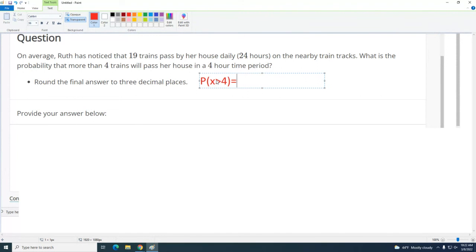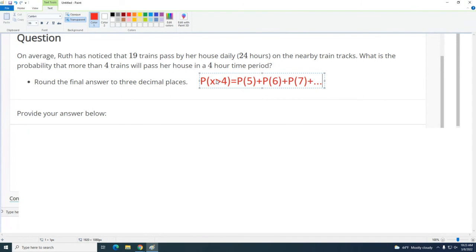So we're going to verbalize what more than 4 means. If it says more than 4, you cannot have both sides. It must be one by one. So what do we mean by the probability of more than 4? We have to calculate the probability of 5. 5 is more than 4. 5 trains pass by. Or the probability of 6. Or the probability of 7. And then we realize that the term more than doesn't stop anywhere, right?